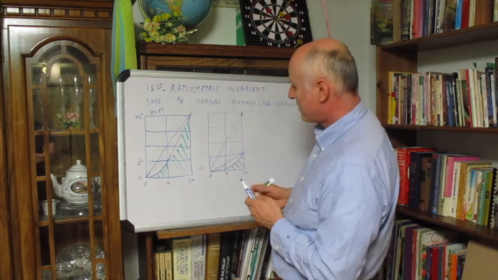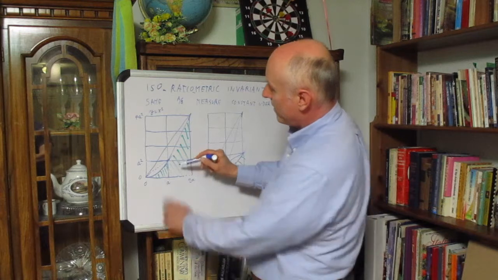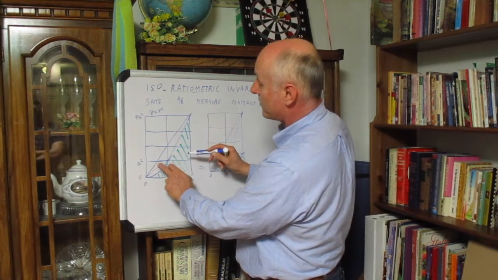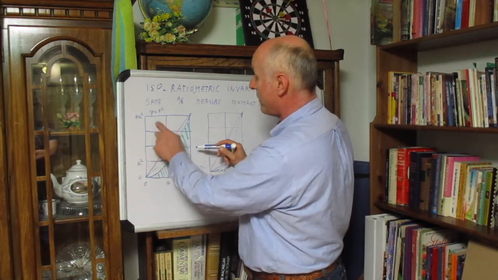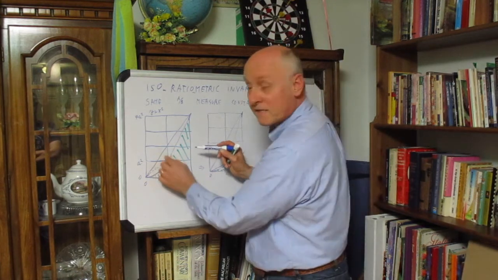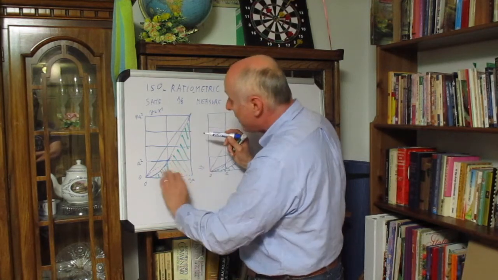But look at what happens to the area. You started out over here, and what happens to the area? The area is really 8 times. You can see 1, 2, 3, 4, 5, 6, 7, 8. These little boxes, there are 8 of them. The ratio of the area.